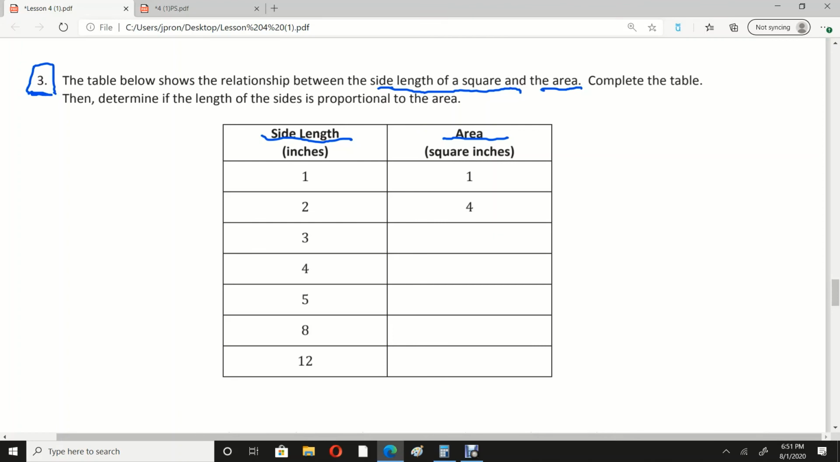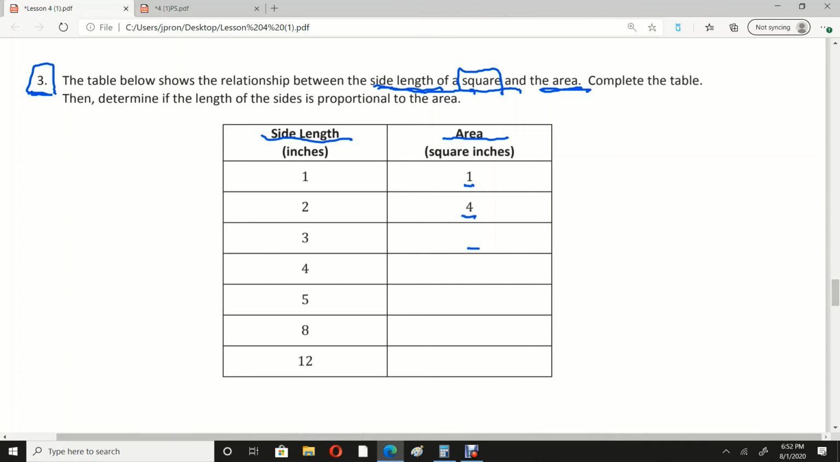So we want to figure out the relationship between the side length and the area of a square, okay? So let's think about what we know about squares, right? So I'm going to give you a minute. It'll take a second. You pause, see if you can fill out the rest of this table. Okay, so let's find out whether you got that right.